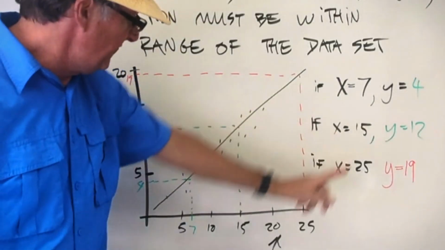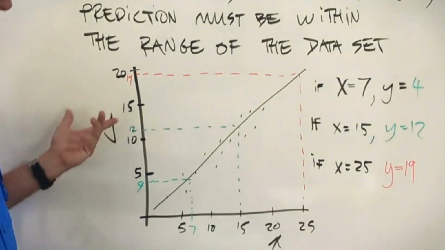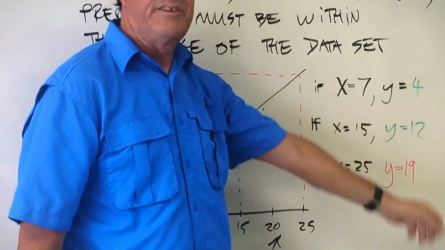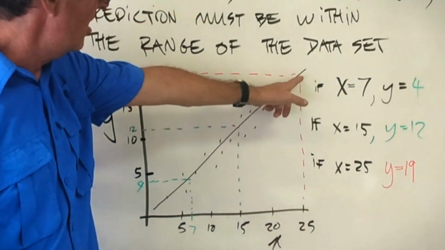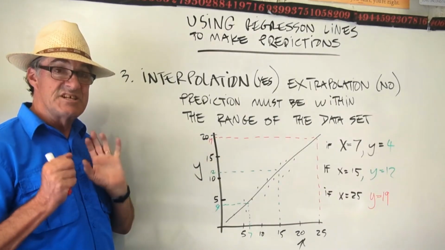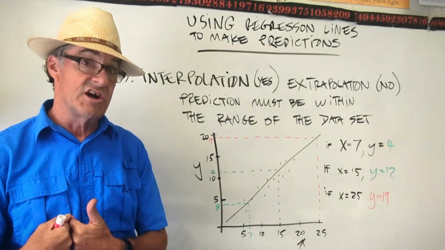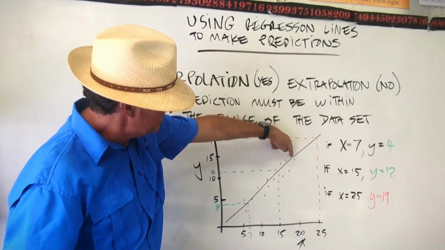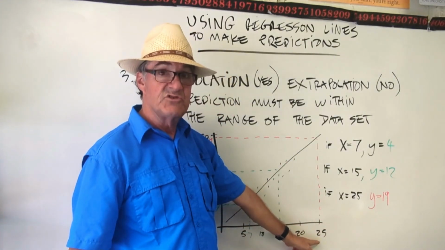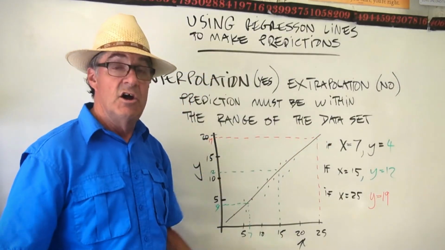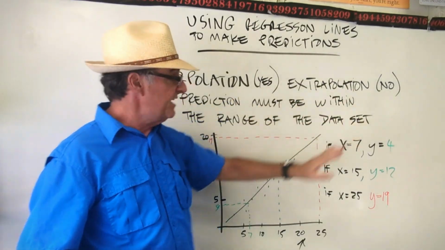So the first one, if X is 15, I start here with my X on my X-axis, I go straight up to my line, cut across, and I get a Y value of 12. And you notice I put that in green because that indeed is okay. But check this out. When we do X is 25, we come up here, we hit our line, and we go across and we get 19. But that's not okay. That is extrapolation because we're not within the range of our data set. Our data set goes all the way to here, which is maybe an X value of 20. We're predicting if X is 25, and we really don't have any data out there to support that prediction. It's not interpolation, it's extrapolation. So we can't do that.